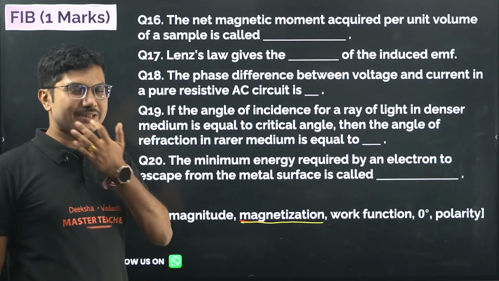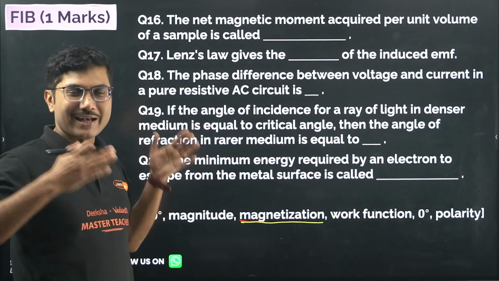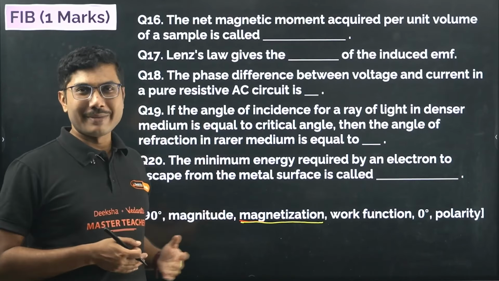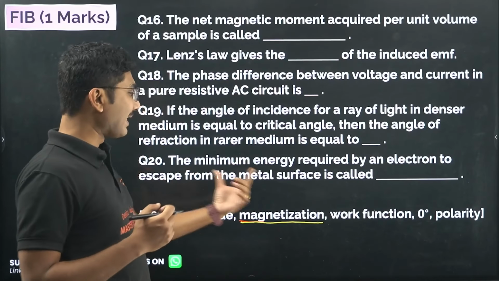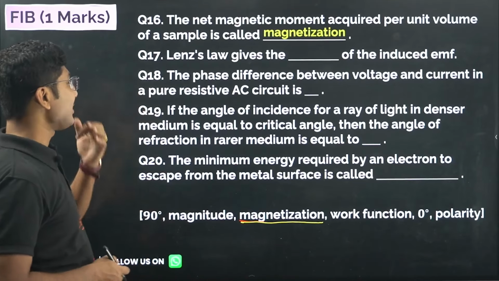Magnitude, even though it sounds like magnet, you know magnitude means only the value, it does not have anything to do with magnet, so that's why magnetization is the correct answer. So correct answer for this one is magnetization.